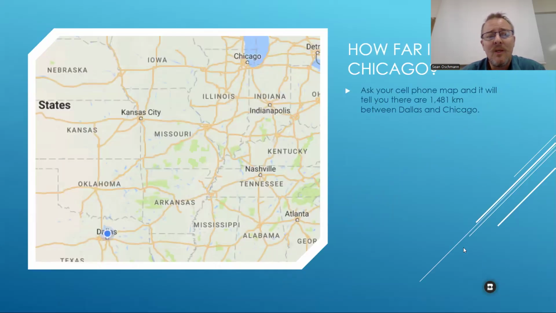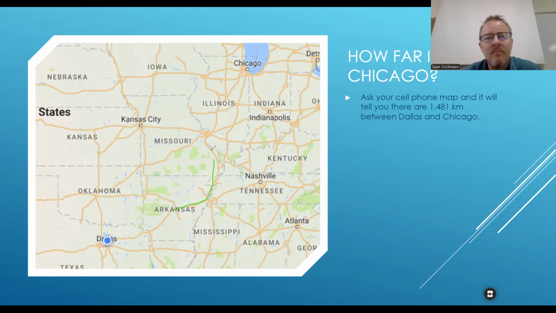Let's say you want to go from Dallas to Chicago, and you ask Google Maps or something, and it's telling you that from Dallas to Chicago, that's 1,481 kilometers. And if you get some more information, it also shows you the route. So that could be looking something like this. So here it is, your 1,481 kilometers.